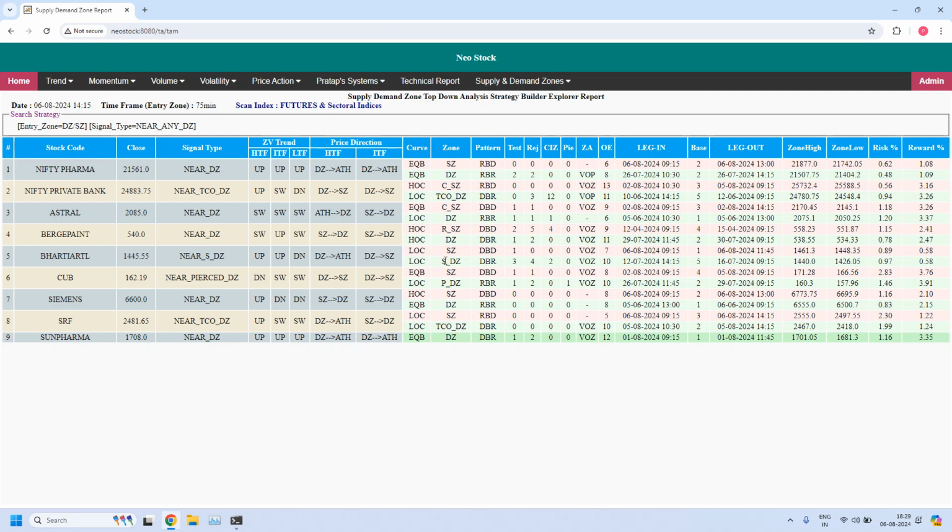So Bharti Airtel is having a high liquidity zone. Already tested 3 times and 4 rejections from this zone. And if you can find any fine-tuned 5-minute zone or any high liquidity fine-tuned zones, you can plan a trade. So that's it. We have only one high liquidity 75 minutes demand zone from this list.